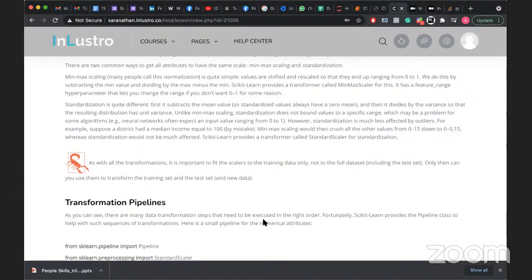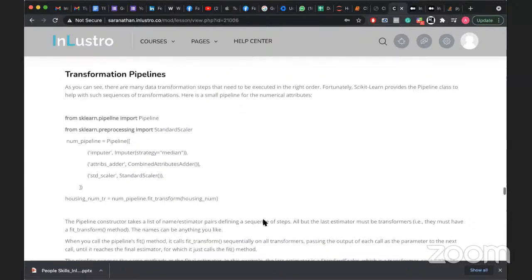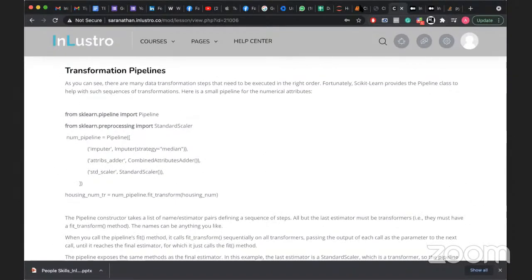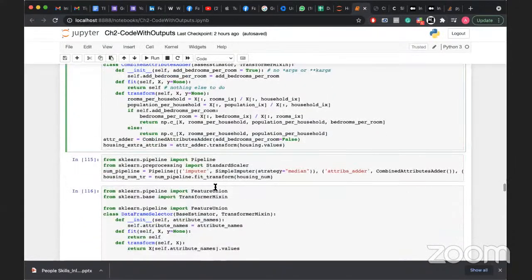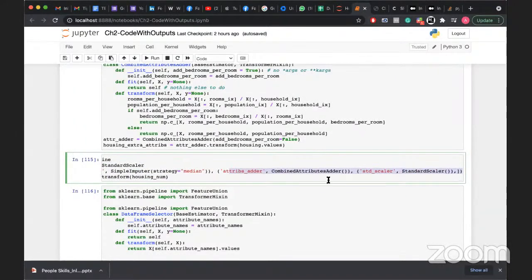Transformation pipelines. There are many data transformation steps that need to be executed in the right order, but fortunately, scikit-learn provides the Pipeline class to help with sequences of transformations, right? So if you have 2-3 transformations one after the other, the pipeline can help you execute them in sequence. So let's look at this pipeline. There is an imputer with the median strategy. There's the attribute adder, which we saw, right? And there is going to be a scaler. There are three transformations that you apply, right?